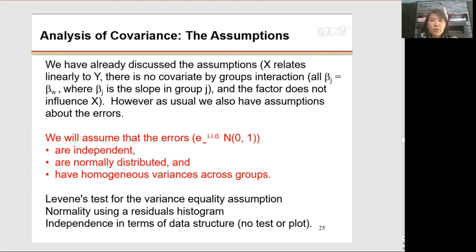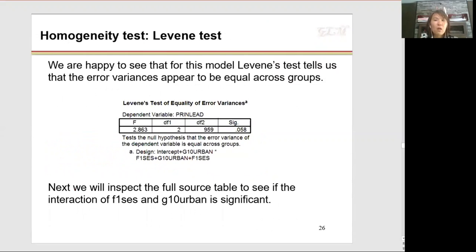However, as usual, we also have assumptions about the errors: the IID assumption, Levene's test for the variance equality assumption, normality with the residual histogram, and independence. But the independence assumption does not have any statistical test or plot. Homogeneity, Levene test. Since this is larger than 0.05, we are okay with the homogeneity assumption.